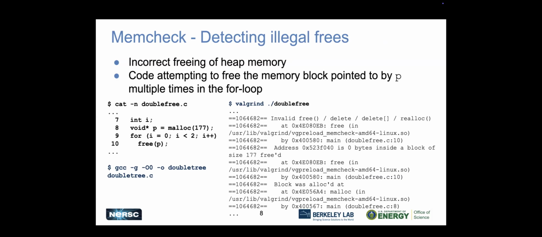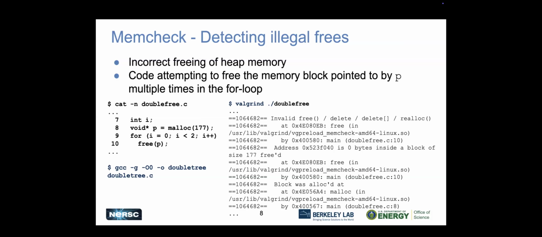And another simple example is to detect the illegal free. You see the example code on the bottom left here. We use a pointer P to allocate a memory block of 177 bytes. And we have a for loop here. The code is trying to free the memory block allocated using P 2 times actually.